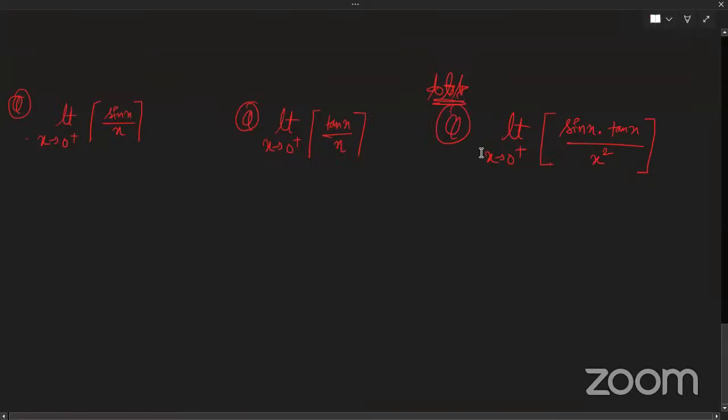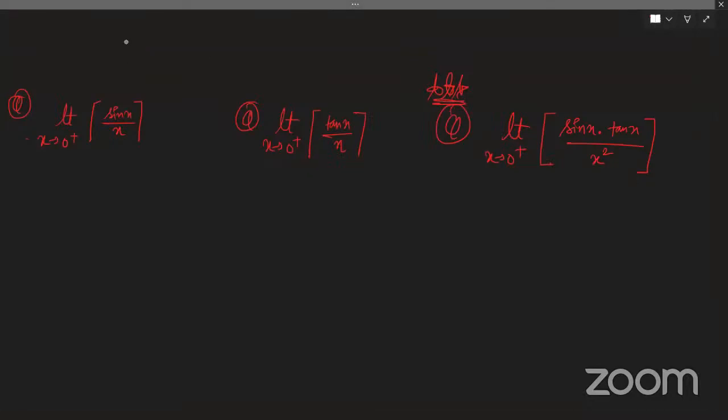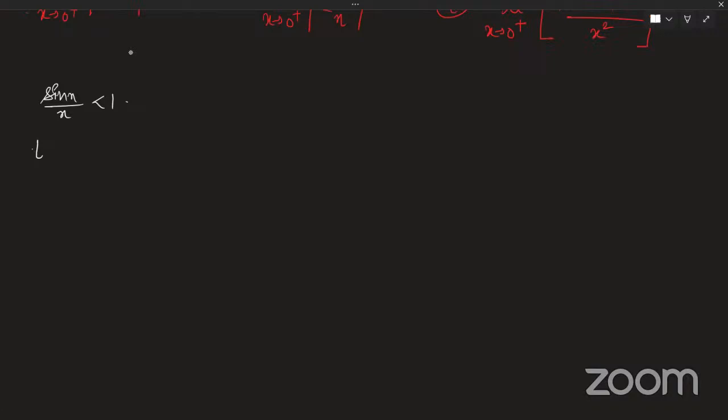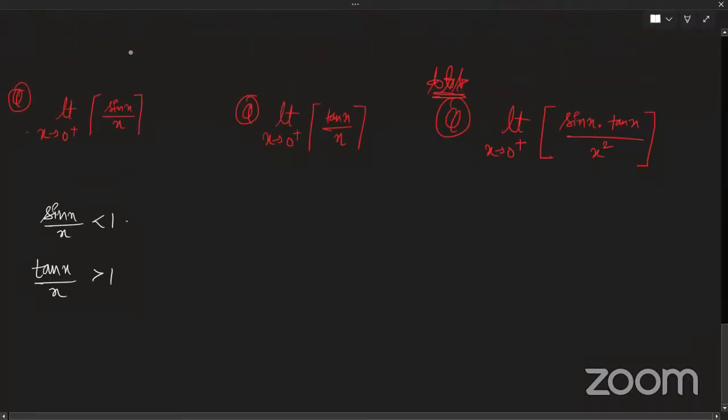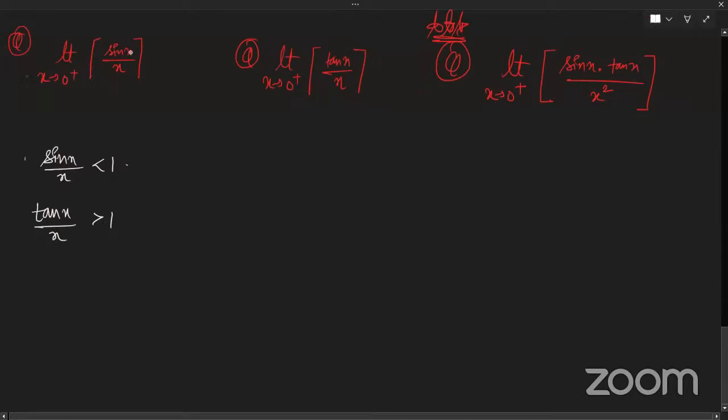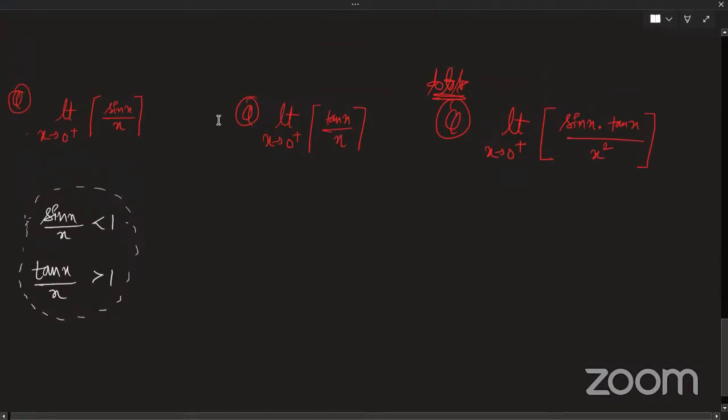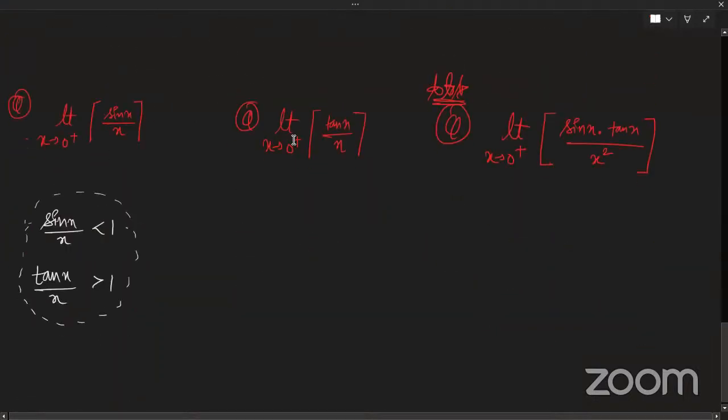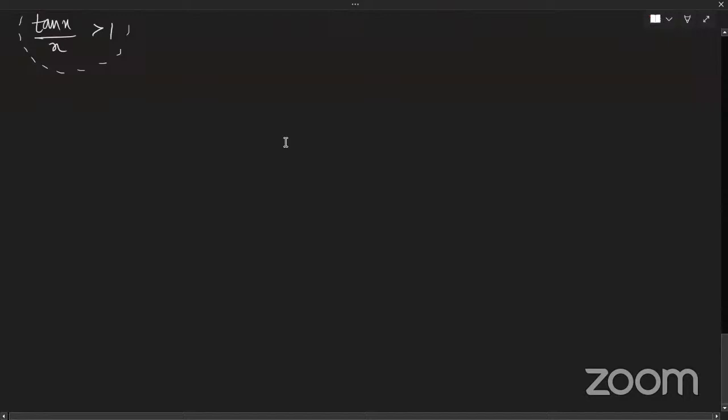What is special in this question is, you all know that sin x by x is lesser than 1, and tan x by x is greater than 1. So basically we are multiplying these two, and through the multiplication you will need to tell whether the product of these two things is greater than or lesser than 1. I hope you will be able to do it. The first two are really simple. You can just do it now itself. Fine? Everyone?